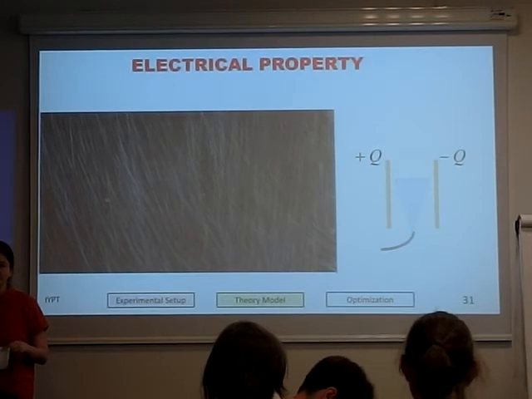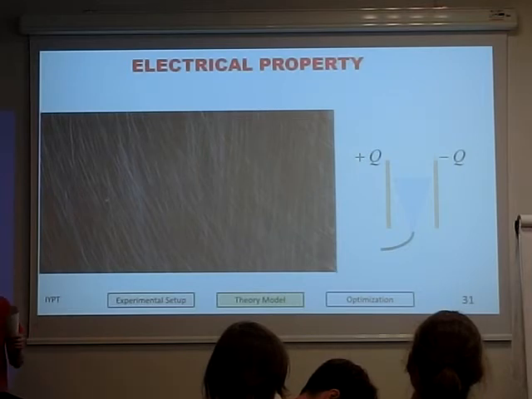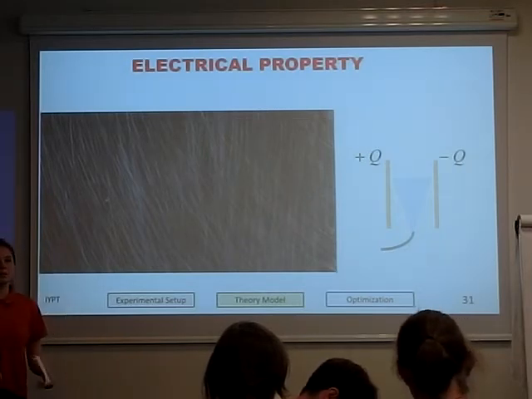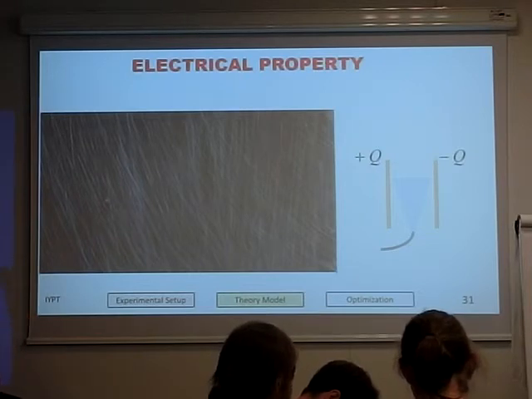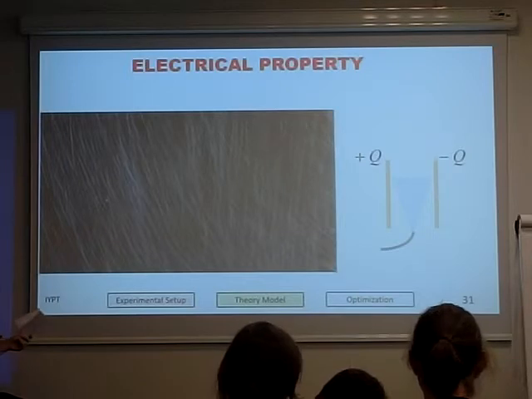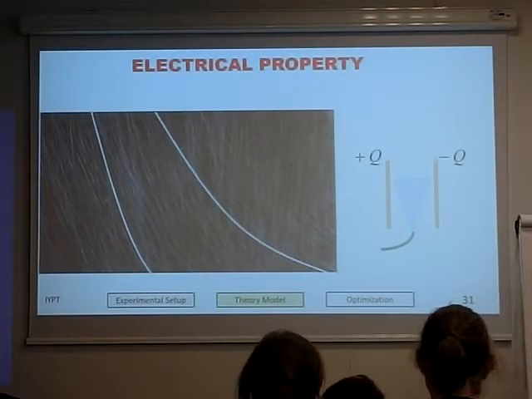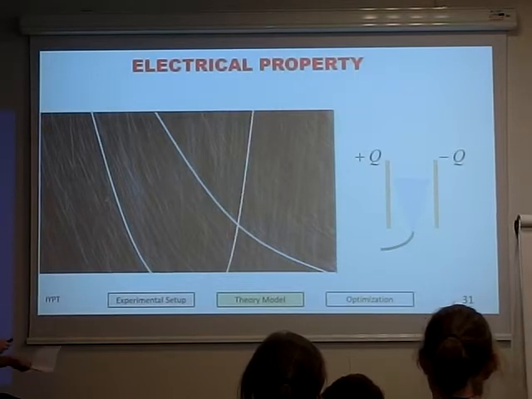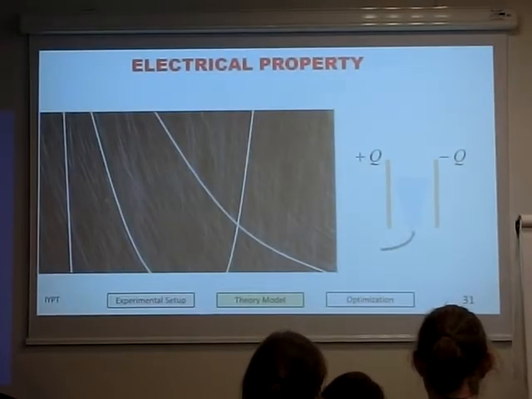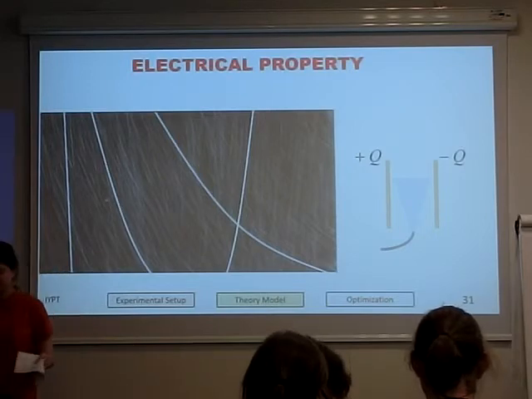So the next one is the electrical property of the aerosol. We understand that we have a friction between the jet and the aperture. Therefore, we will consider the redistribution of the charge in the jet itself. Therefore, we will have different particles. Some of them will be positive, some of them will be negative, and some of them will be neutral. But all the aerosol will be electrically neutral.